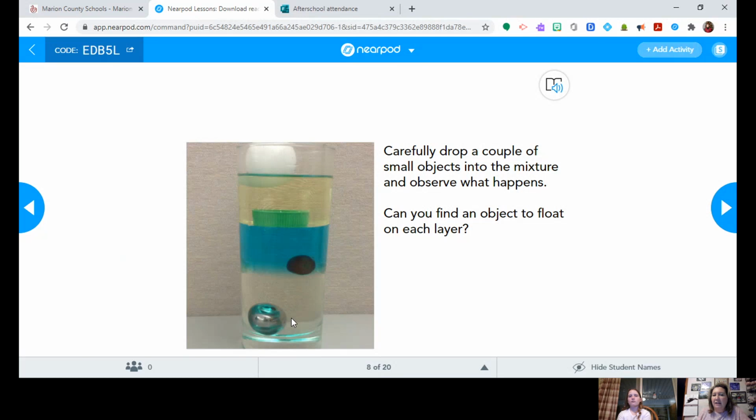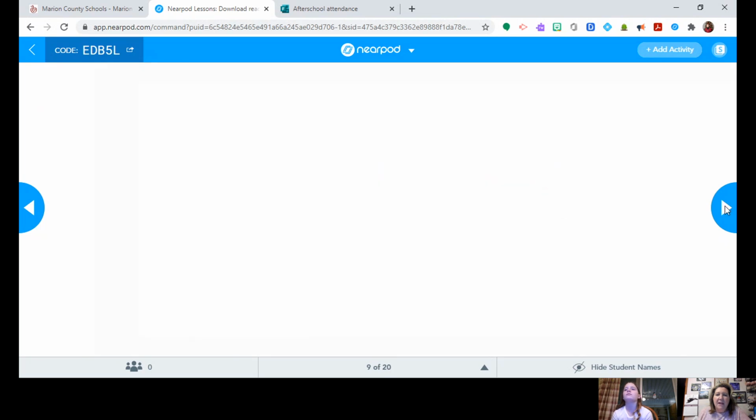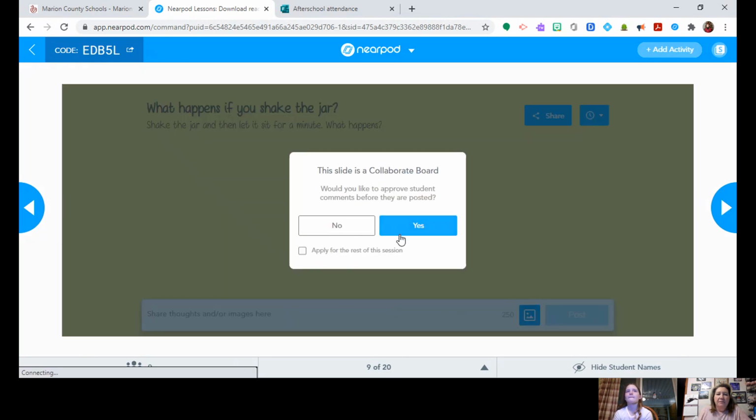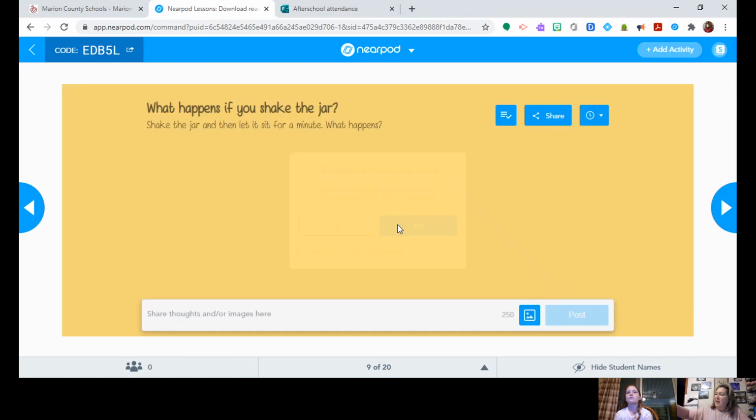You can see that I can make different things float in different layers. So this is water, and this right here is water mixed with a little oil, or not really mixed, and then I have just plain oil on the top. Now, what do you think would happen if I shake up my glass? What happens, do you think, if I shake this up?